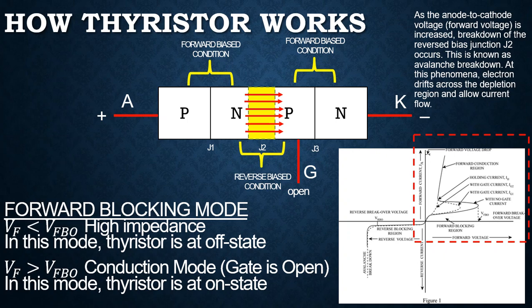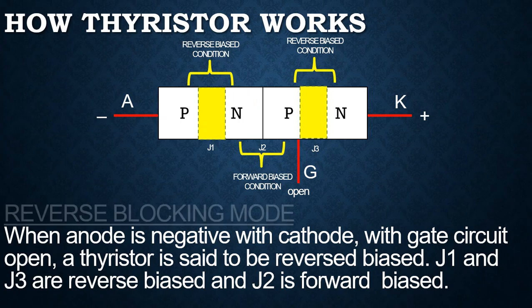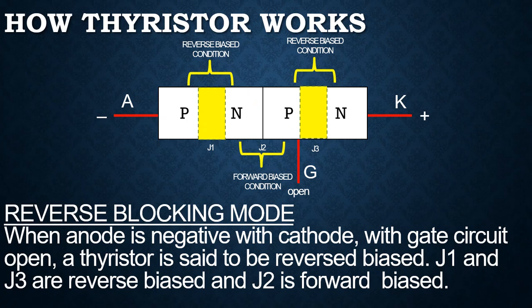What if I place the thyristor in reverse condition? When anode is negative with cathode, with gate circuit open, a thyristor is said to be reverse biased. J1 and J3 are reverse biased and J2 is forward biased. Ang tawag sa mode na to ay reverse blocking mode.